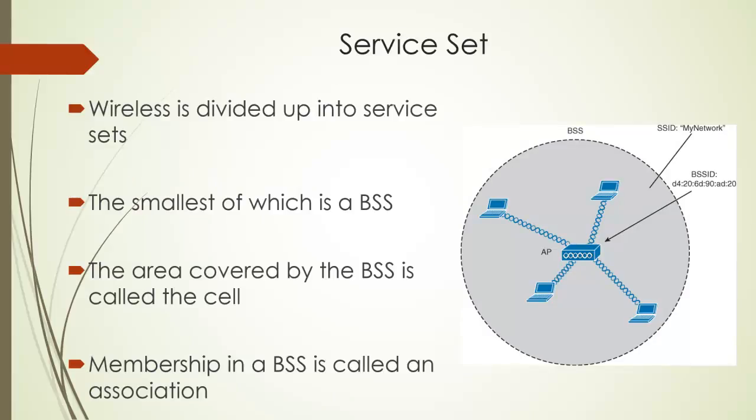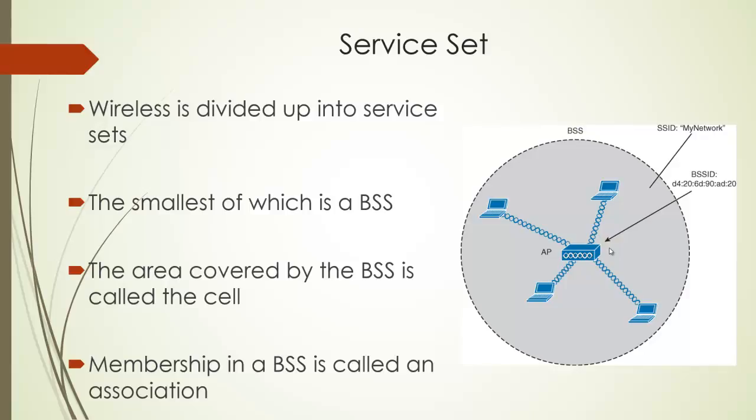All right, wireless is separated into service sets. Each wireless access point transmits in a certain area, which is the usable wireless signal. Once I go outside this area, I may still see the signal, I may be picking it up, but I probably can't use it. It's probably too weak. So this is the wireless area, and we typically call this the cell. This is the smallest of the service sets. When we have one access point, we have a basic service set, a BSS. And again, the area covered by the BSS is called the cell.